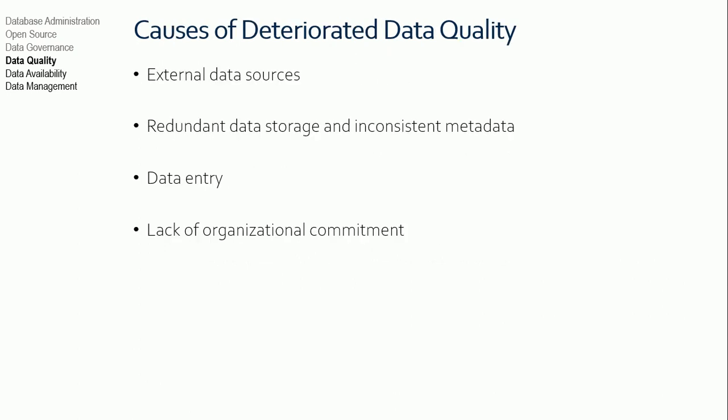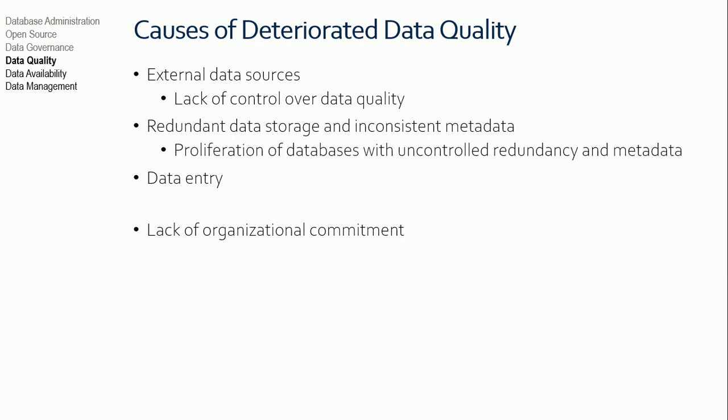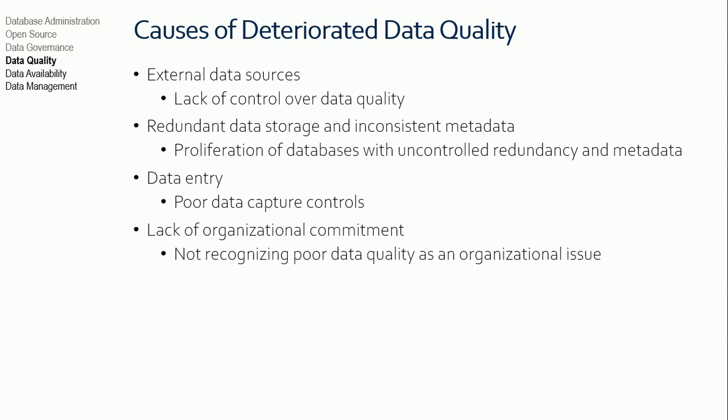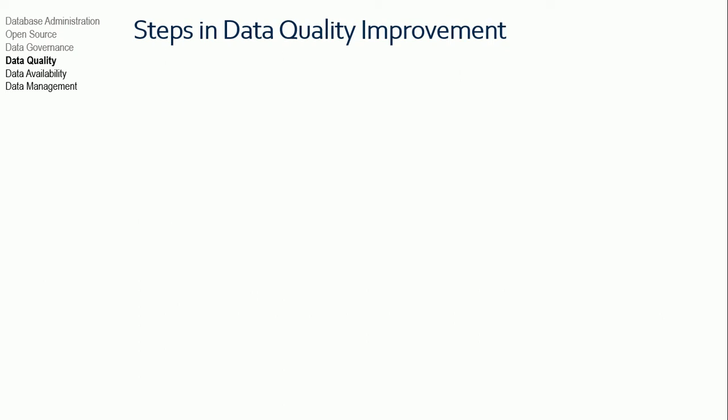So some causes of deteriorated quality data, there could be external data sources. We don't have control of those external sources, so that could certainly affect our data quality. Redundant data storage and inconsistent metadata could cause data quality issues. And again, we can minimize some of that by normalizing, right? We talked about that before. Poor data capture controls. So poor controls either in our applications or in the database itself. Lack of organizational commitment. So if we don't have that top-down commitment to data governance, right, then a lot of our data quality sort of falls apart. So that's another reason for deterioration of our data quality.